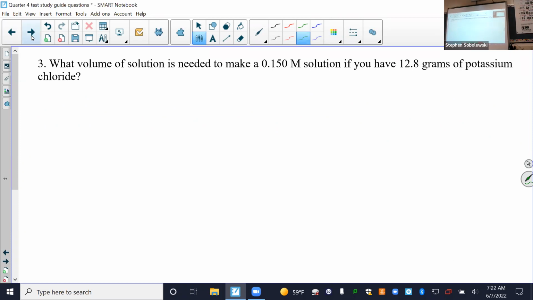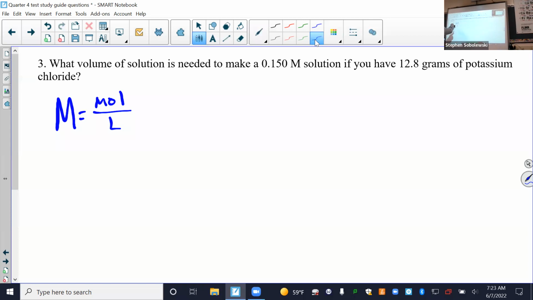Question 3, what volume of solution is needed to make a 0.150 molar solution if you have 12.8 grams of potassium chloride? So this is a classic molarity problem. Molarity equals moles per liter. That's not on the formula sheet, so make sure you note this one. Because we're given the molarity, we're given the grams, and if you're given the grams of something, you can always find moles. And we're looking for volume.